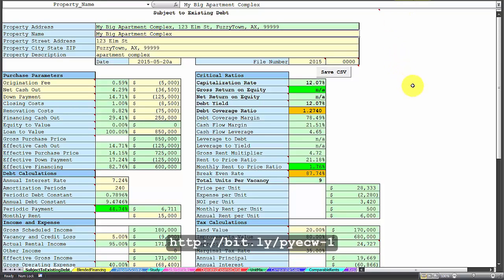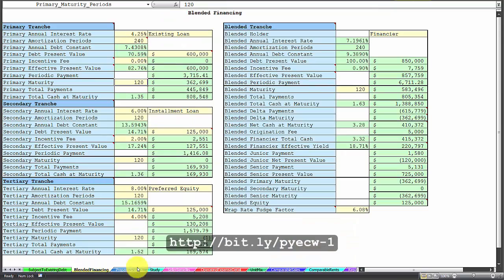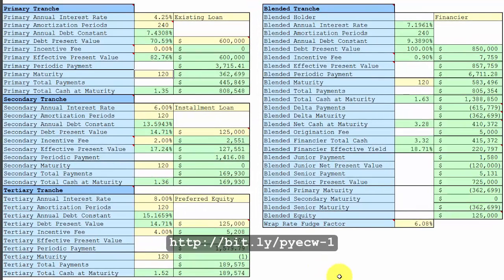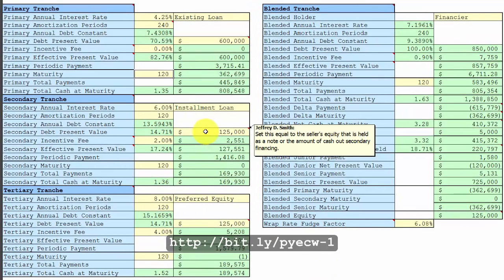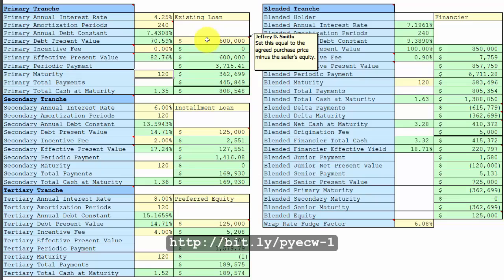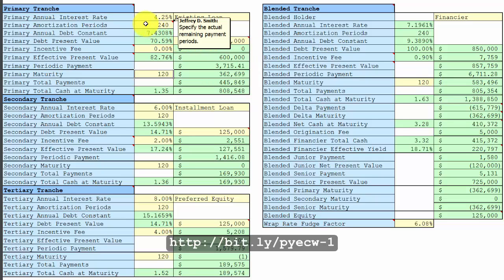In this example, it's a slightly different variation on the financing structure for a 30-unit apartment building. In this case, we have blended financing where the seller can only get $125,000 in the second position installment loan. There's an existing loan of $600,000. There's 20 years remaining at 4.25%.